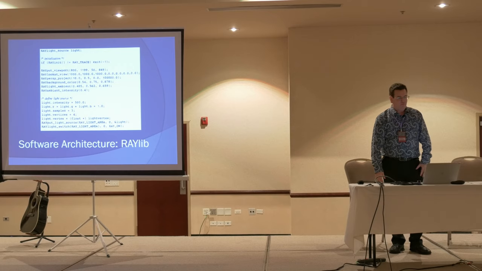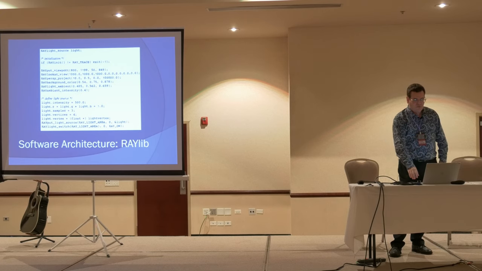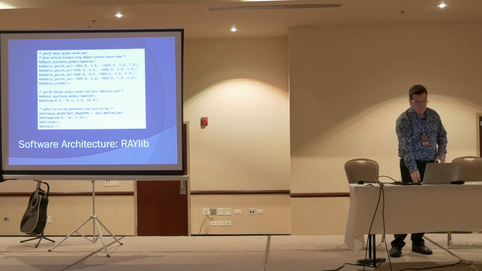Here's kind of an example of what the ray tracing library looks like. You do initialization, you set up camera parameters, and define some light sources. It's pretty much like a standard C-style library for doing graphics. It's just, in this case, we're doing ray tracing.